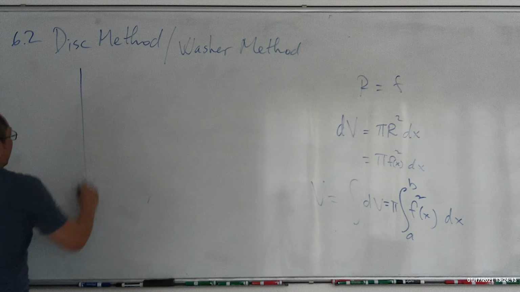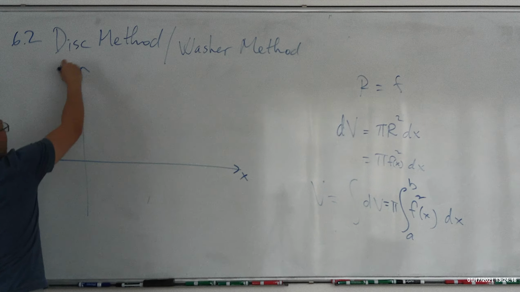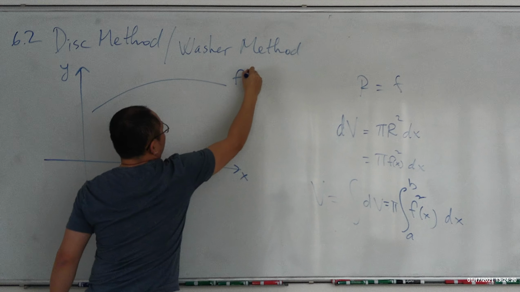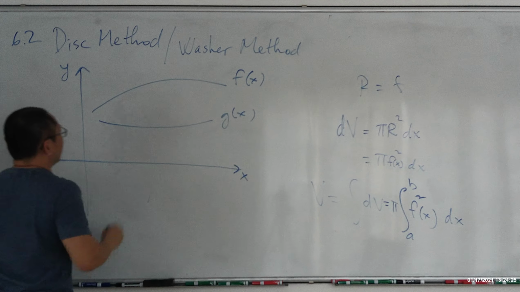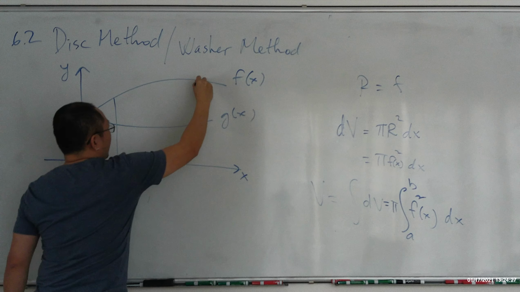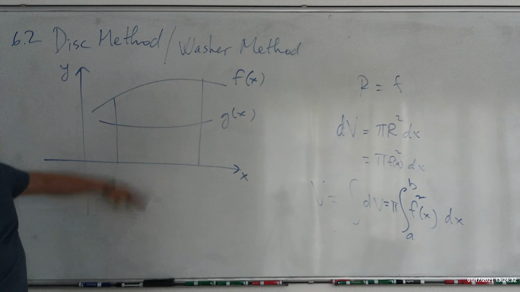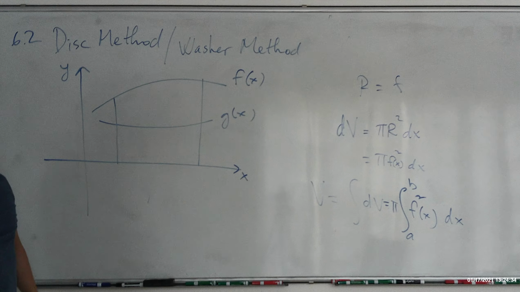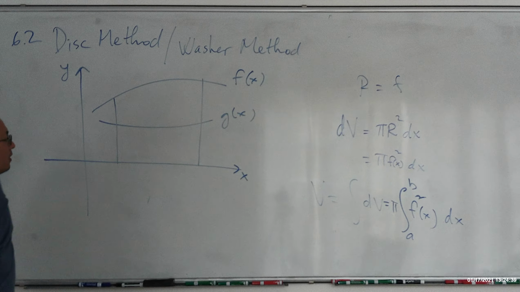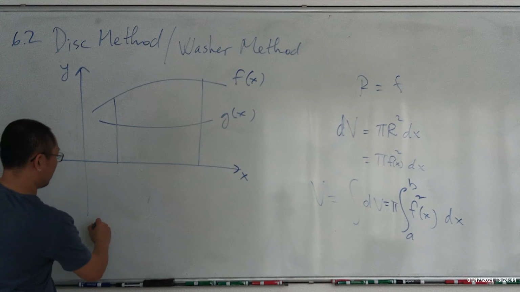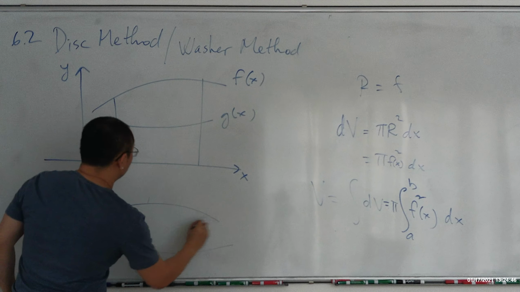Now, let me show you another problem. X-axis right here, the y-axis right here. This is my function f of x, and this is my function g of x. Imagine one more time, we're going to rotate not just one function, but two functions about the x-axis, and then calculate the volume enclosed by the two functions. If I rotate around, this is my f again, and this is my g.